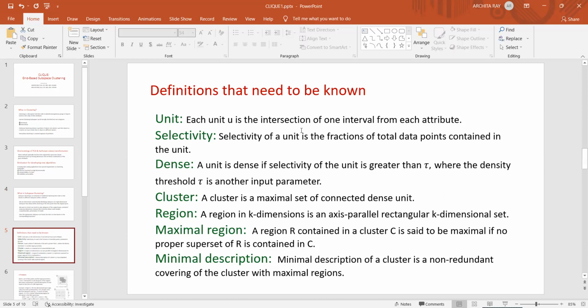Region. A region in k dimensions is an axis parallel rectangular k-dimensional set. Maximal region. A region R contained in a cluster C is said to be maximal if no proper superset of R is contained in C. Minimal description. Minimal description of a cluster is a non-redundant covering of the cluster with maximal regions. That is, a minimal description of a cluster C is a set R of maximal regions such that their union equals C, but the union of any proper subset of R does not equal C.